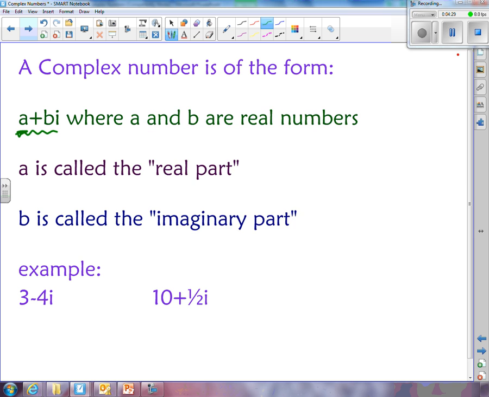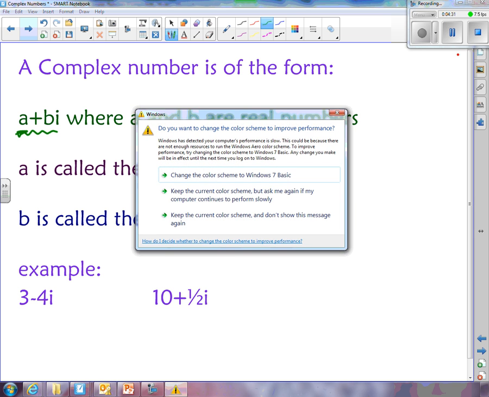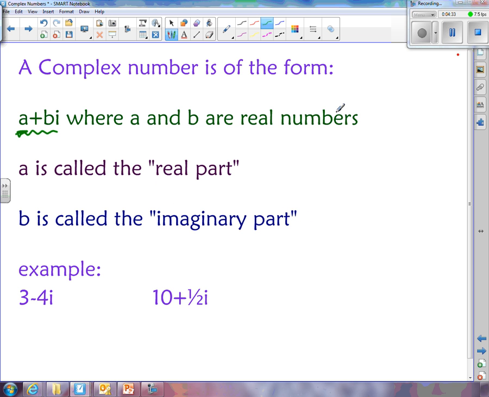So now let's look at this example. This is a complex number, 3 minus 4i. So it has a real part. Here our a is 3, and the imaginary part, b, is -4. So here's another complex number. Here the a is 10, and the b is 1/2. It's just a combination of both a real part, 10, and the imaginary part, the 1/2 i.